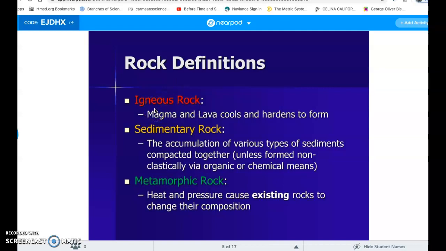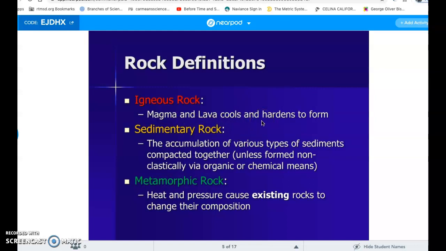Now you might be wondering what the difference is between magma and lava. Magma is molten rock that is still inside the earth. So if you were to look down inside a volcano, all of the molten rock inside there would be magma because it's still inside the earth. And lava is all of that molten rock that is outside the earth, or on the earth's surface.